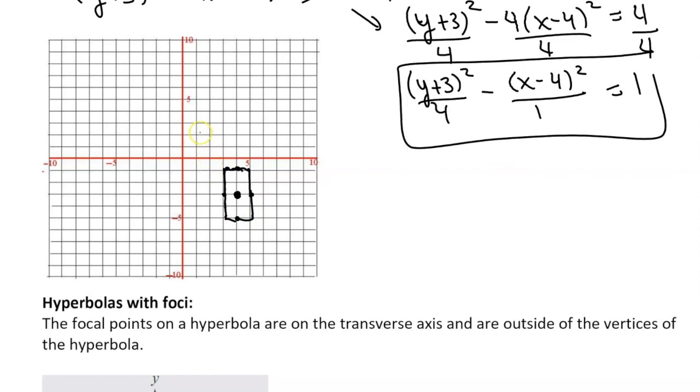And then I'm just going to draw in some asymptotes that go through the diagonals of that. And then from right here and right here, we could sketch in with some arrows what our hyperbola would look like, knowing it's going up and down because we were beginning with a y squared instead of with an x squared.